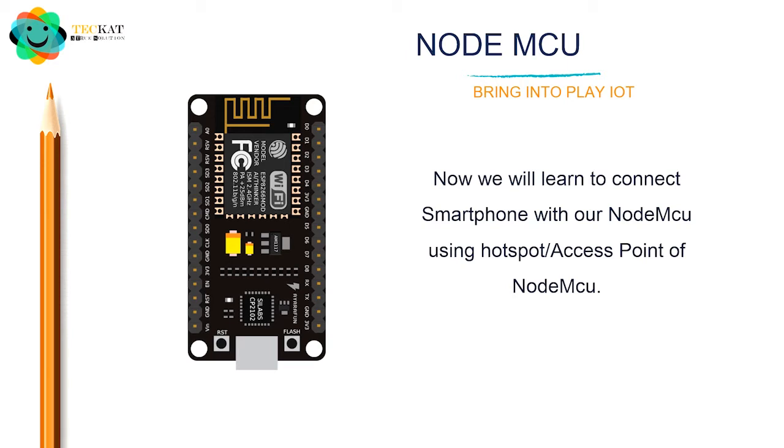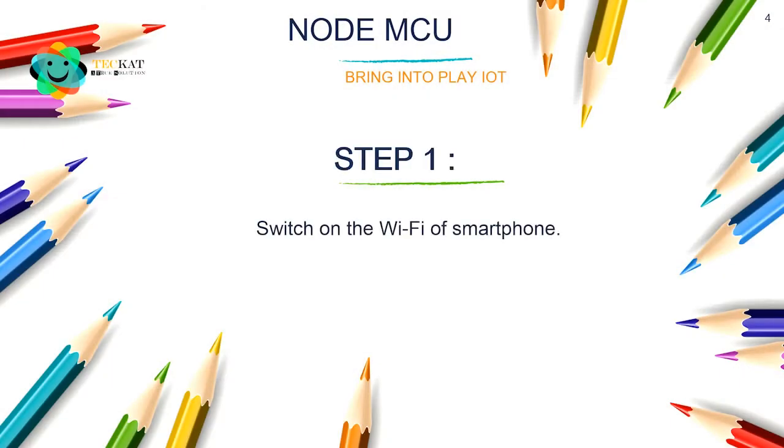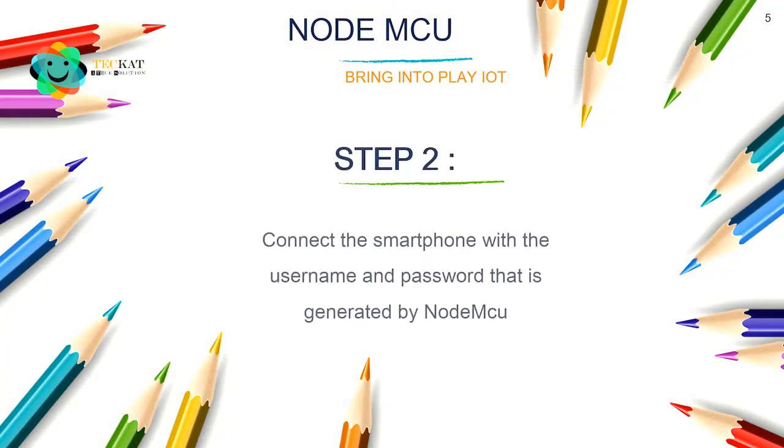I hope this is clear. So there are several steps. First of all, switch on the Wi-Fi of your smartphone. This is the primary step which needs to be followed. Followed up with, connect the smartphone with the username and password that is generated by NodeMCU. So now, what is the username and password that gets generated? Let me tell you while we start coding. So here we start with the codes.